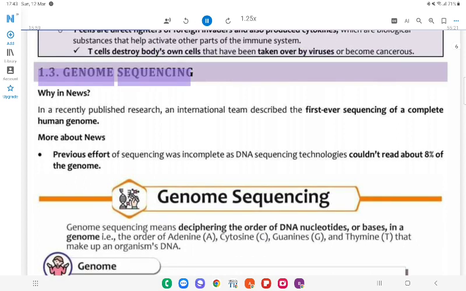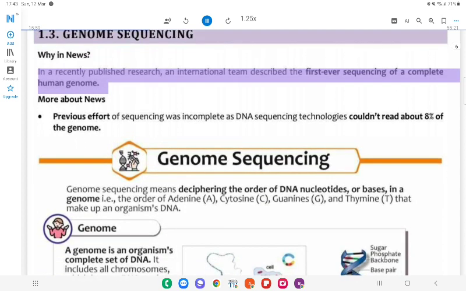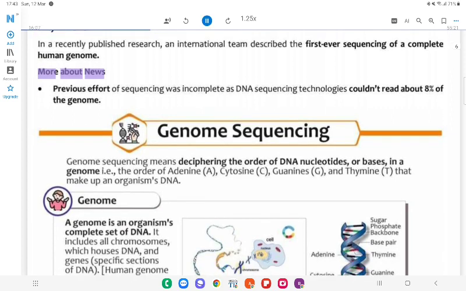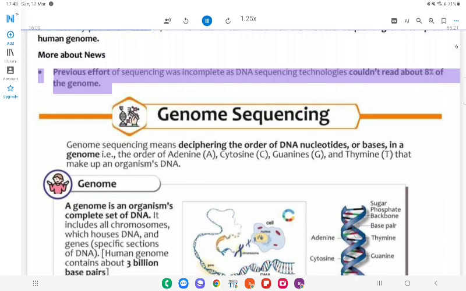1.3. Genome sequencing. Why in news? In recently published research, an international team described the first ever sequencing of a complete human genome. More about news: previous efforts at sequencing were incomplete as DNA sequencing technologies couldn't read about 8% of the genome.